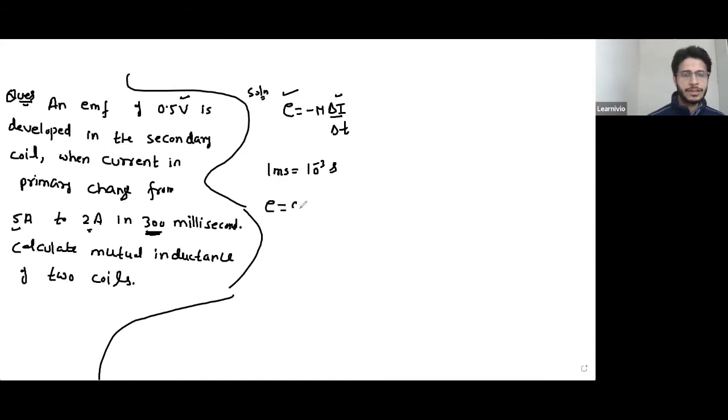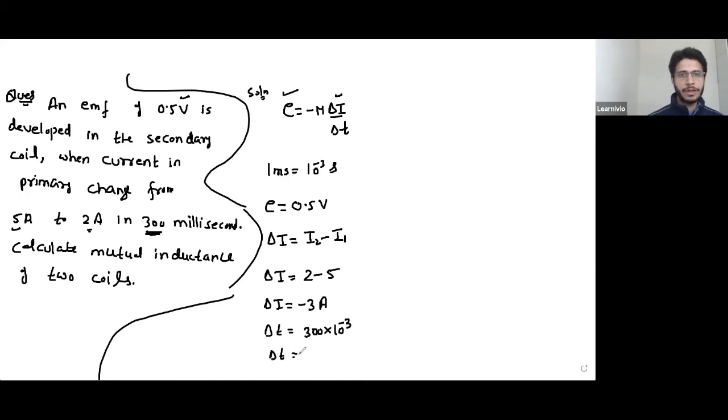See here, E is 0.5 volt. Delta I, change in current, is final current minus initial current. I2 is 2, I1 is 5. So delta I is minus 3 amp. Time taken is 300 milliseconds. So it's 300 into 10 raised to the power minus 3. So delta T is 0.3. Afroza, did you get any answer?